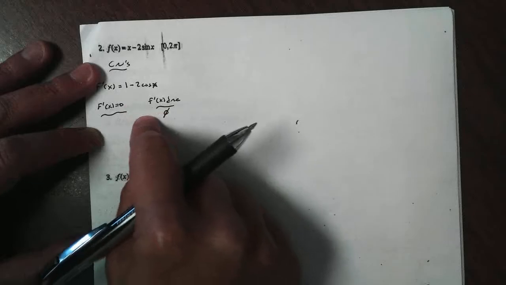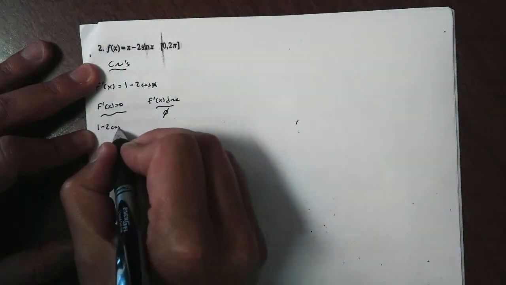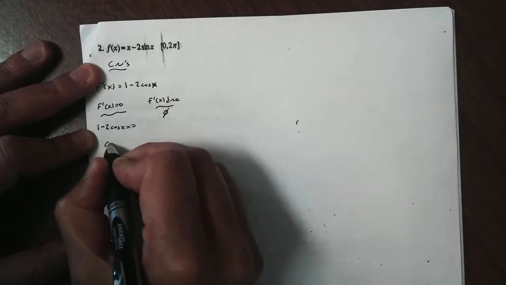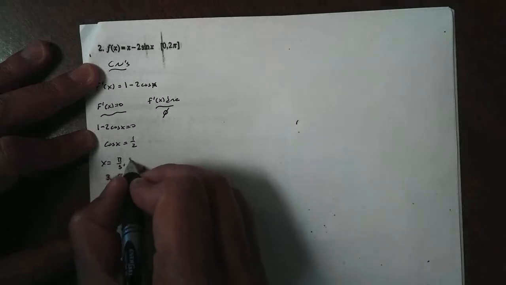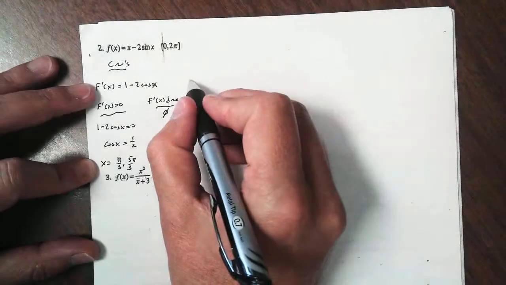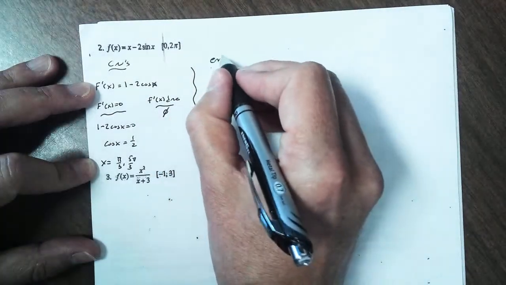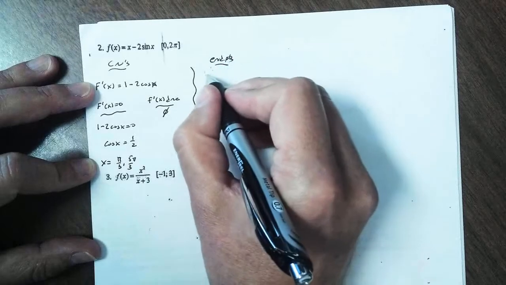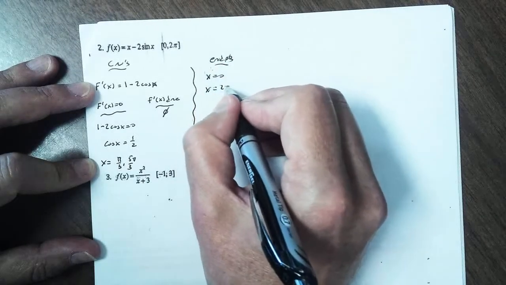I still show it because I like to show the AP I know what I'm looking for. For where it's equal to 0, we're going to get cosine of x equals 1/2. And we know where cosine equals 1/2, pi over 3 and 5 pi over 3. So those are my critical numbers. Next, we have to look at the endpoints. And they're going to give them to you. They have to. They are x equals 0, x equals 2 pi.